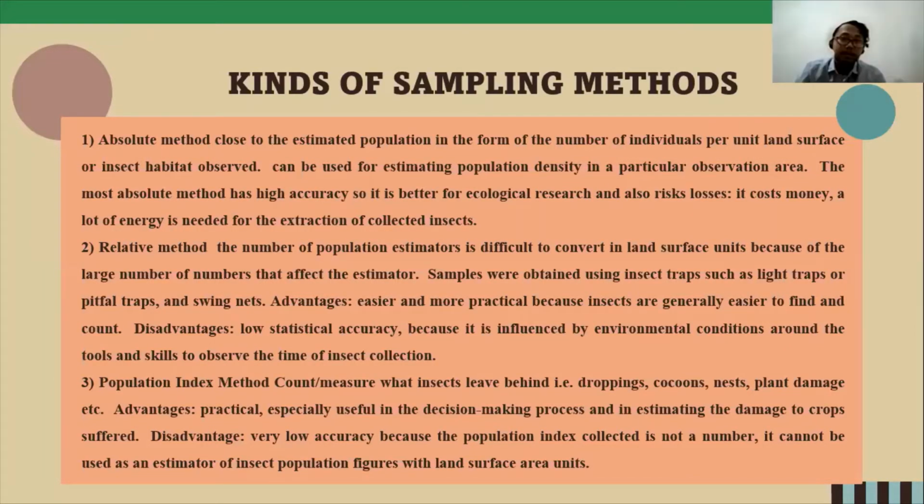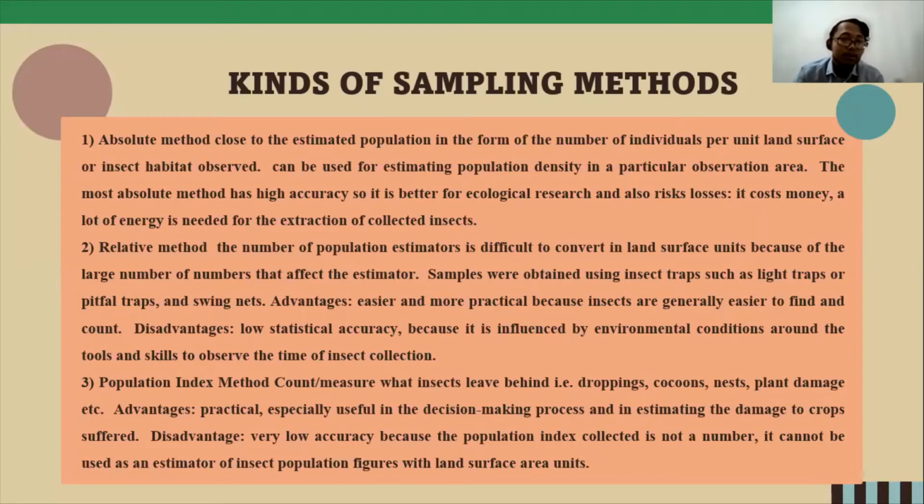Kind of sampling method. For number 1, absolute method. Close to the estimated population in the form of the number of individuals per unit land surface or insect habitat observed. Can be used for estimating population density in a particular observation area. The absolute method has high accuracy, so it is better for ecological research, but also has risk of losses. It costs money, and a lot of energy is needed for the extraction of collected insect.